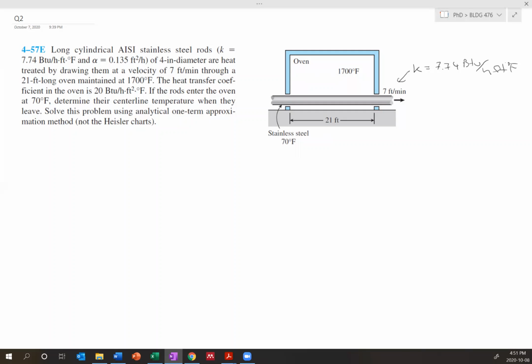So we're given the K, we're given the alpha. Maybe I'll just write down what we're given rather than the value to save time. We know the velocity. We know this is going at 7 feet per minute. We know the heat transfer coefficient in the oven, so we know this H, so some idea of how heat's moving around in there. And we want to determine the center line temperature. So we're interested just in the center line.